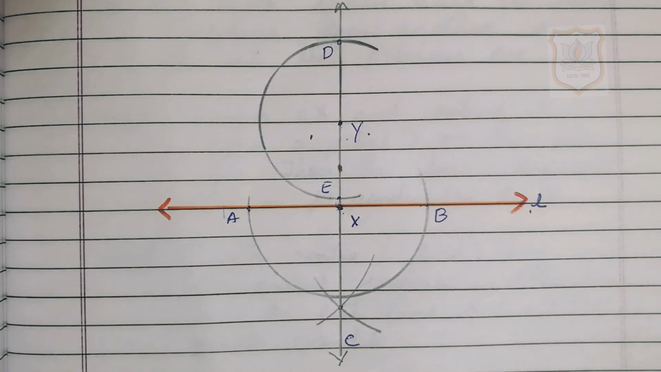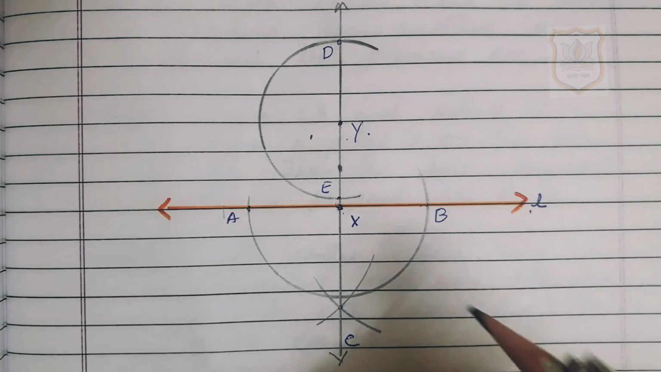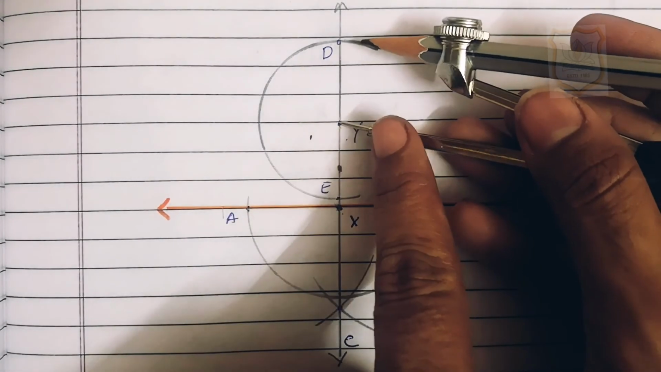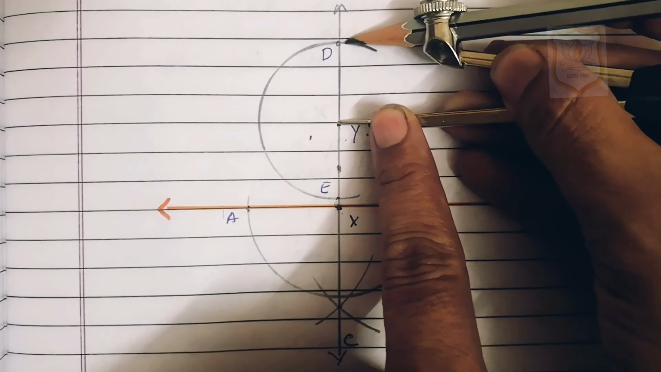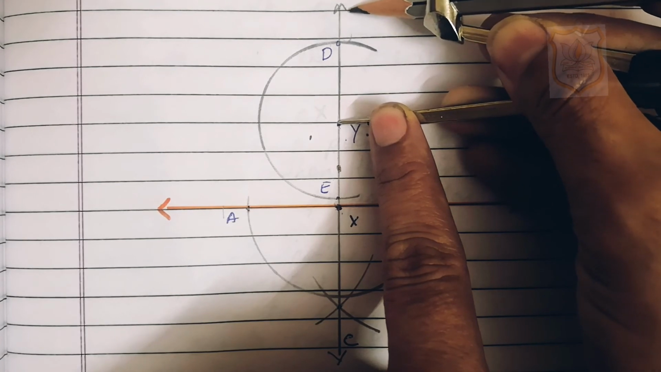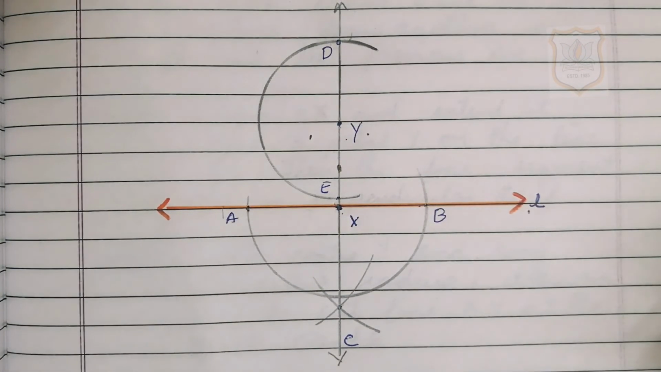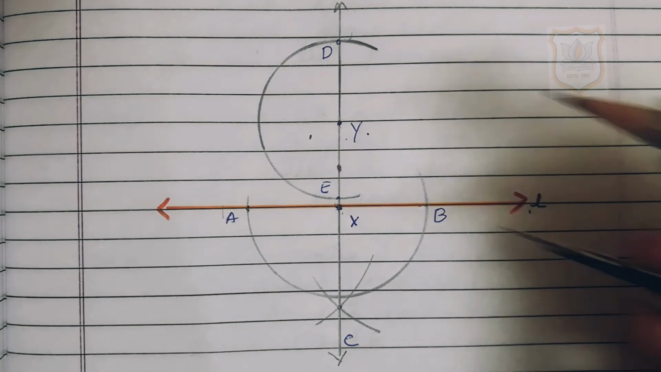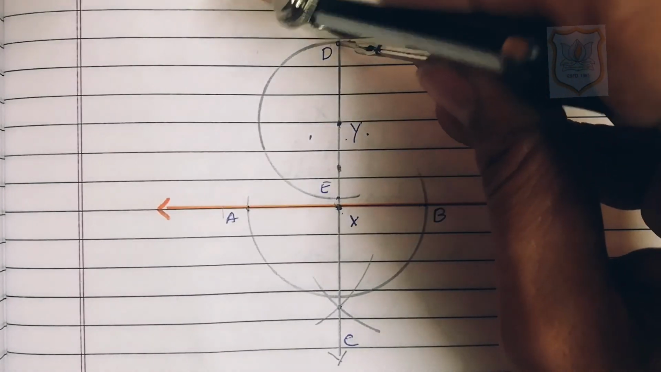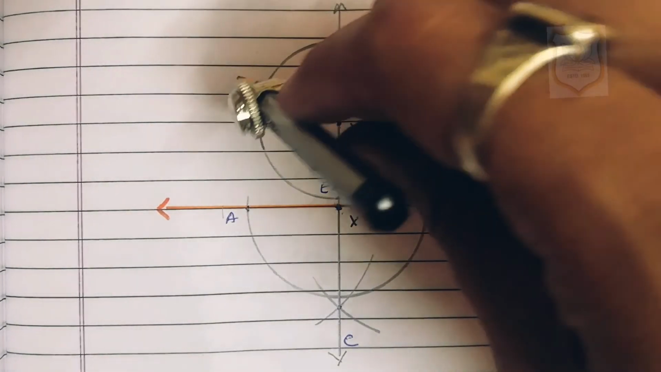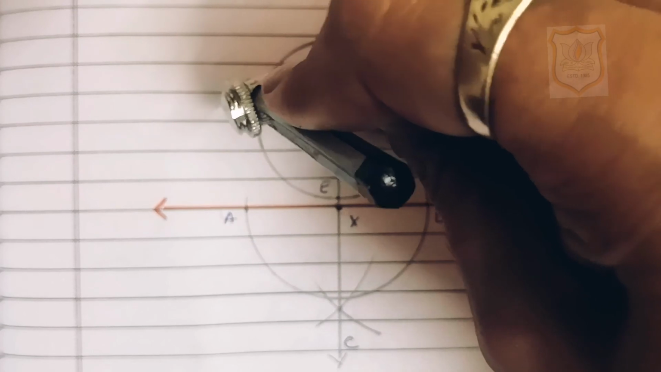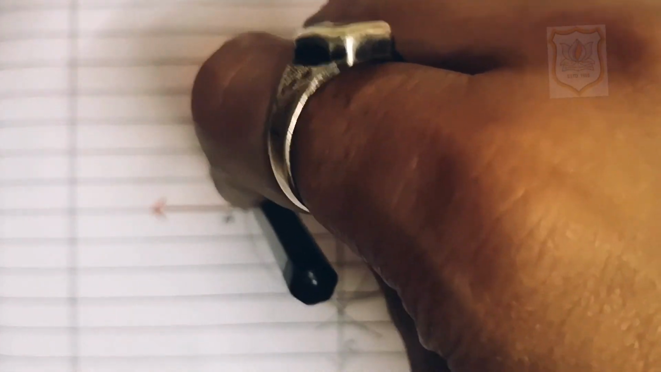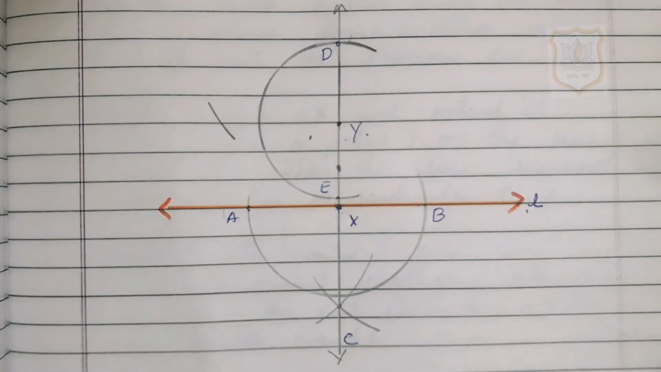Now step 7 is with center D and radius more than the length of DY. Here we have to take a length which is more than the length of DY. We'll take this much length and take the center as D and draw an arc. We will place the pointer at point D and draw an arc. In this way we have to draw an arc.